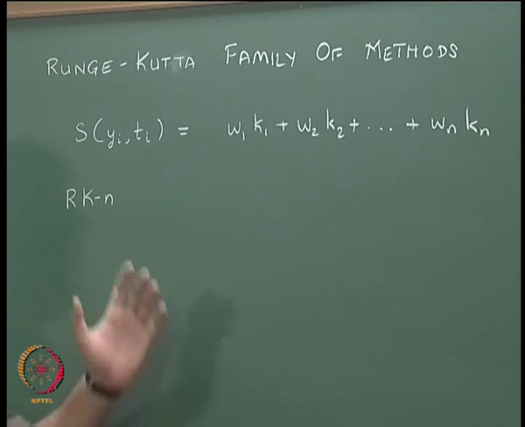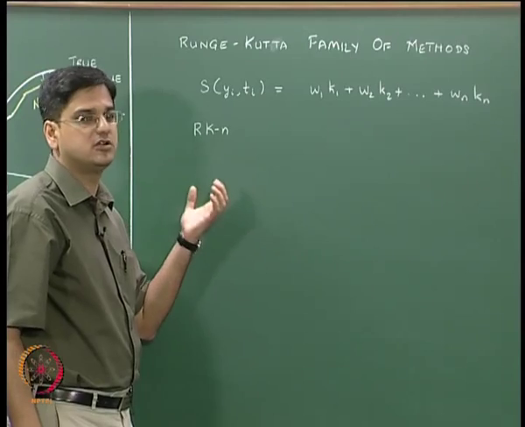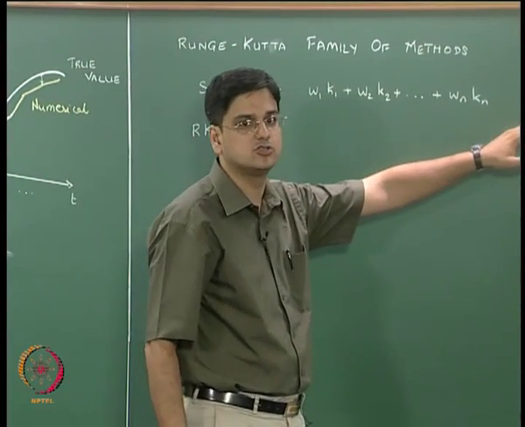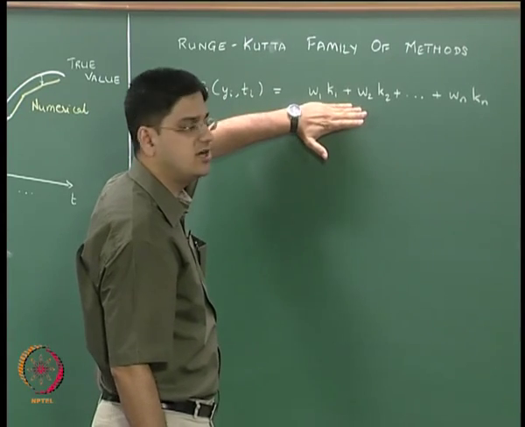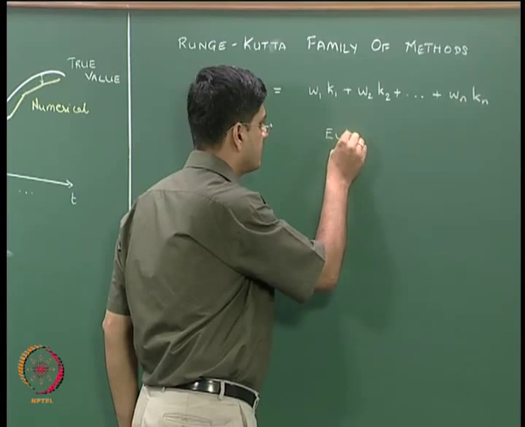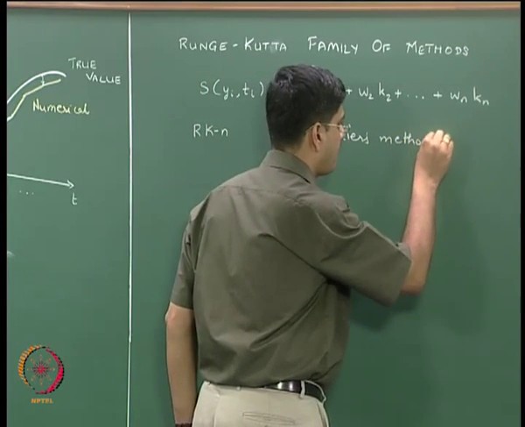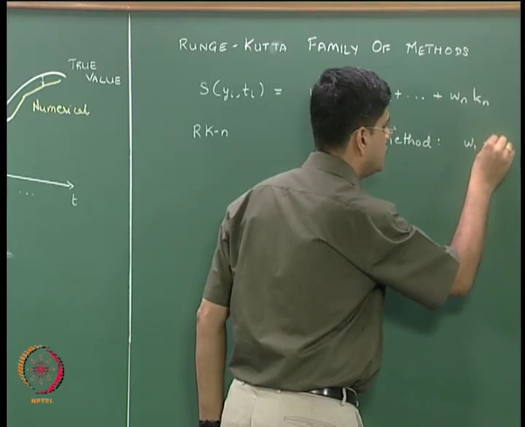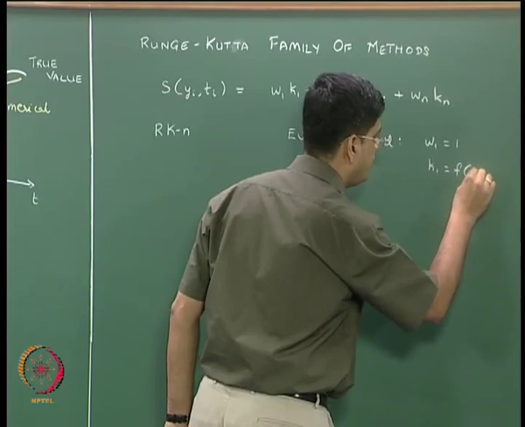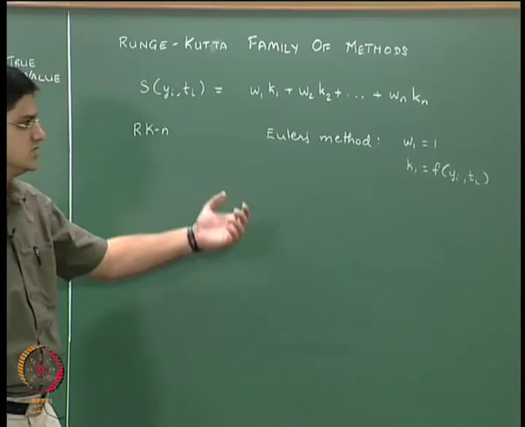Which we will represent as RKn. Euler's method, in one way, we can call the first order Runge-Kutta method, because in Euler's method we didn't have k2, k3 and so on up to kn, we only had w1 k1. For Euler's method, w1 was equal to 1 and k1 was equal to nothing but f of yi comma ti. That was Euler's method.